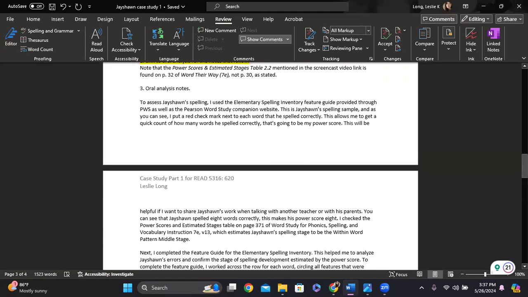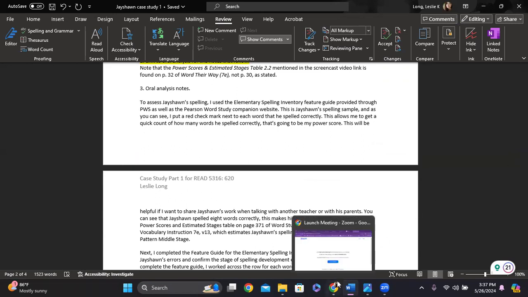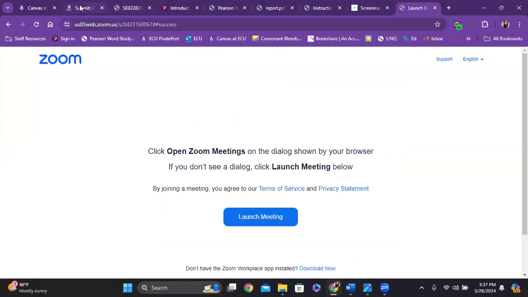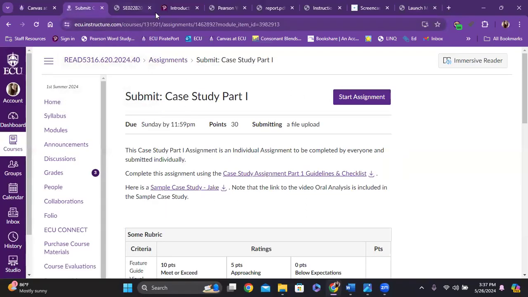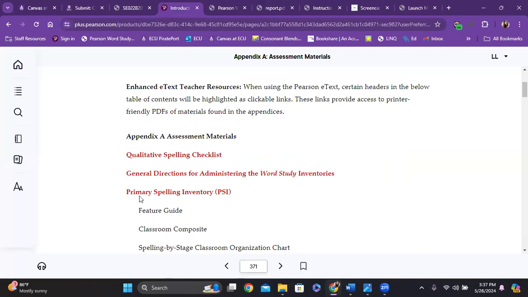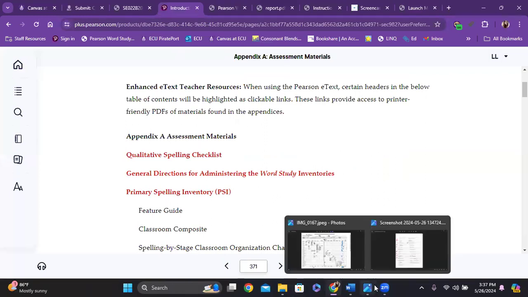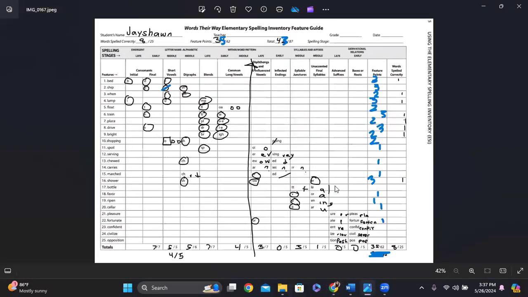So to assess him, I did use the elementary spelling inventory feature guide provided through both the website and the book. So the first one I used was the one that is in here, and that's right here. And so initially I'd given him credit for this one, and this one I was unsure. That's why it's a square, not a circle.